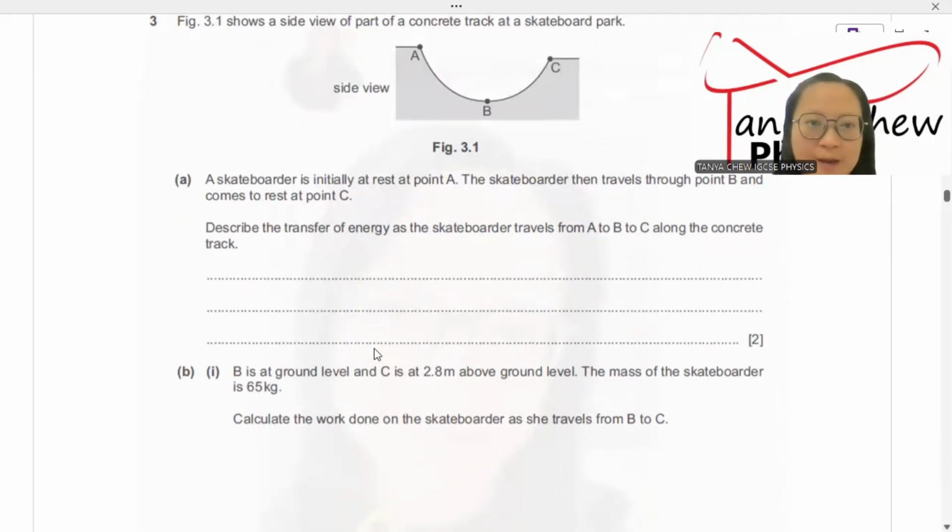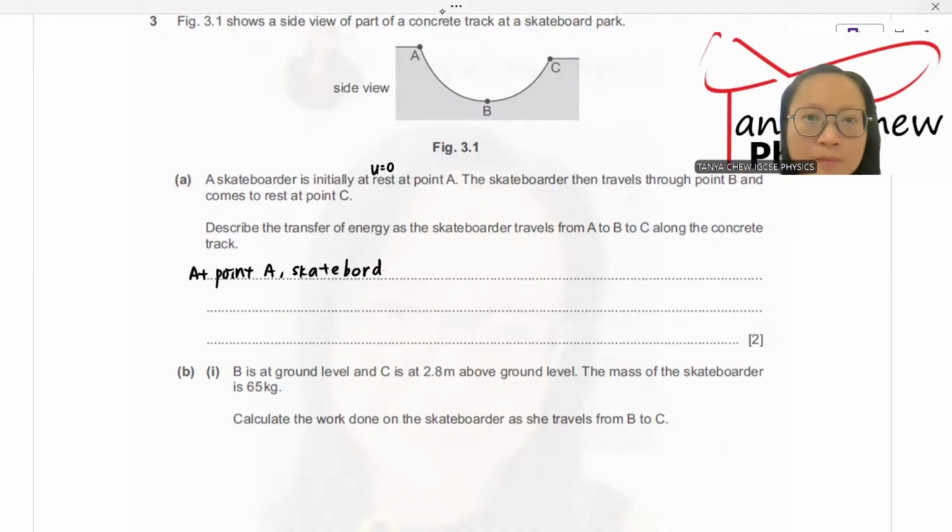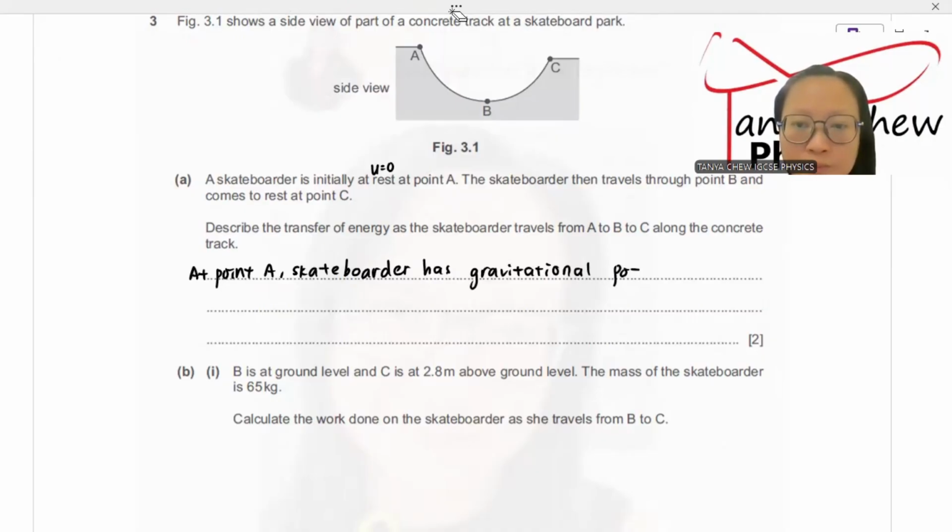So I would say that the skateboarder is initially at rest, u equal to 0. So the only energy that the skateboarder has at point A is the gravitational potential energy. So I'm going to write that, okay? At point A, skateboarder has gravitational potential energy.